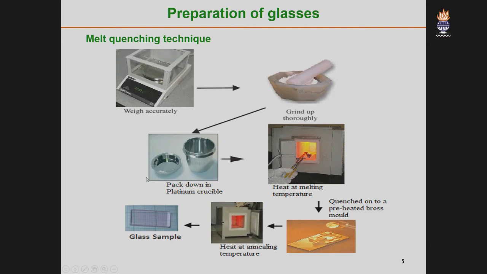So it is quenched onto a preheated brass board, and then we have to anneal the samples to remove some of the thermal strains. We place the samples in a furnace, and the annealing may be within 300 degrees centigrade. Sometimes the annealing should be below the transition temperature, the glass transition temperature. Then we have this glass sample. We can use these glass samples for different studies.